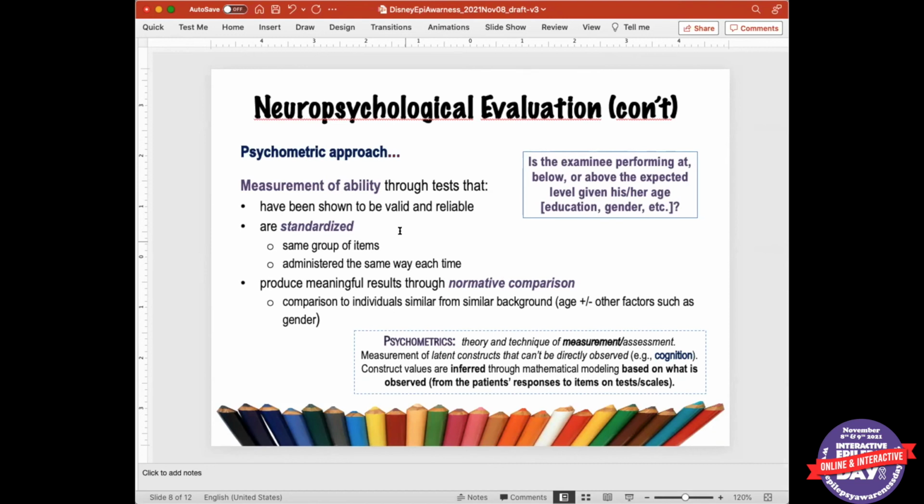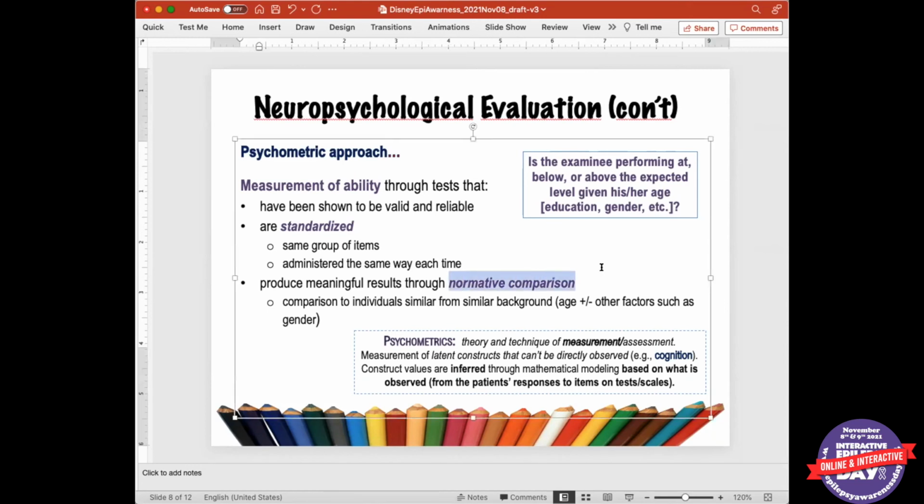In neuropsychology, what I'm talking about is this normative comparison idea, where we have normative information from other folks who are similar to the person who's being examined. That helps us determine whether the examinee is performing where they are expected to be, for example, for their age. That's the most common thing we look at.